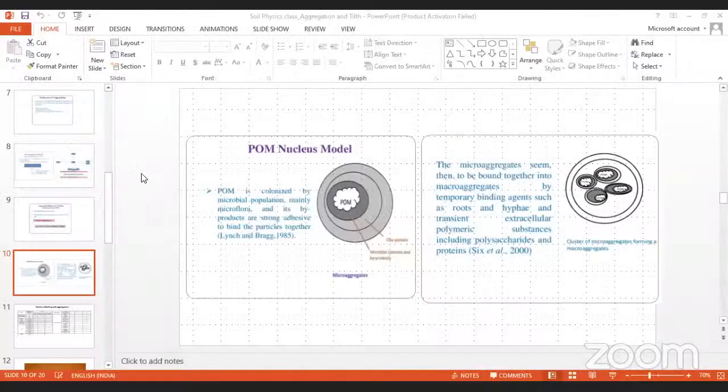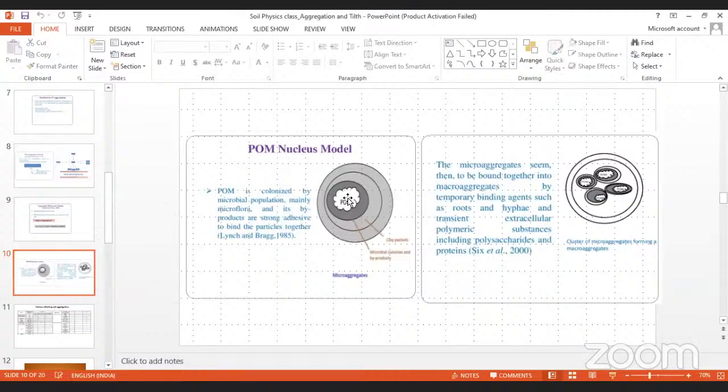Can you please explain the POM theory again? Yes, no issues. First, you have to understand that sand particles are there in soil. Sand is inert in nature, but despite being inert, all objects present on earth exhibit van der Waals force. Like a human also exhibits, a book also exhibits, every inert material can exhibit van der Waals force.